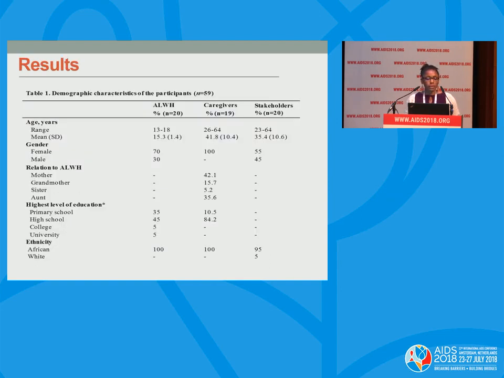Just to give you a little bit of demographic information about the participants. The adolescents were between 13 and 18, and most of them were around 15 years old. Most of them were female, and they were in primary or high school. Their caregivers were around 42. All of them were female, and they identified as either the participating youth's mother, grandmother, or aunt. Most of them had completed at least high school. For stakeholders, they were similar in age to the caregivers, and almost 50% male and female.